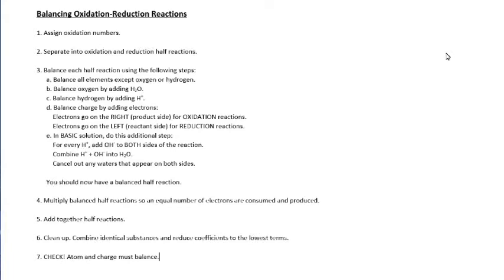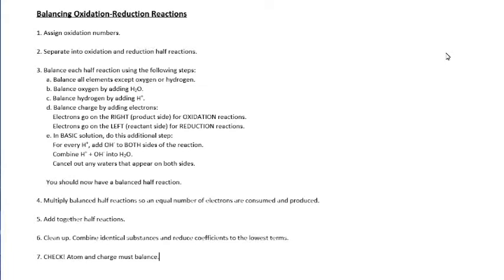The first step that you want to do is assign oxidation numbers, sort of like the previous example where we looked at oxidation numbers in order to determine how many electrons were transferred and what was reduced. Second step, you want to separate into oxidation and reduction half reactions, also like we did in one of the previous examples. Then you want to balance all the atoms. So first of all, you want to balance all the elements that are not oxygen or hydrogen. You only want to balance non-oxygen and non-hydrogen atoms first.